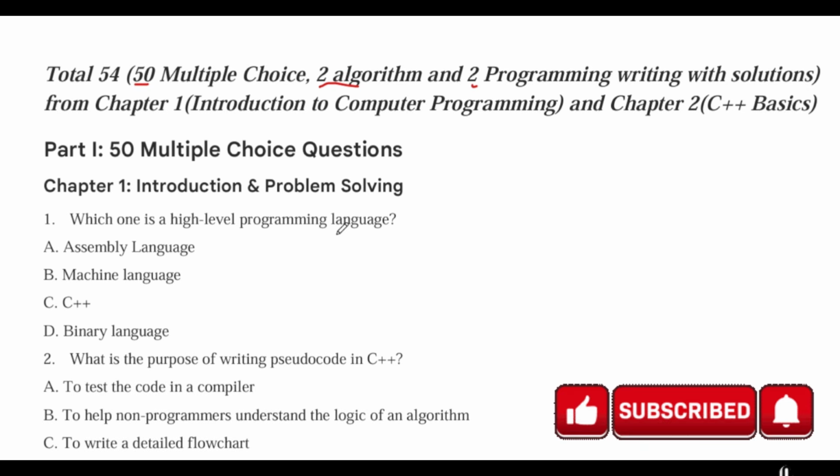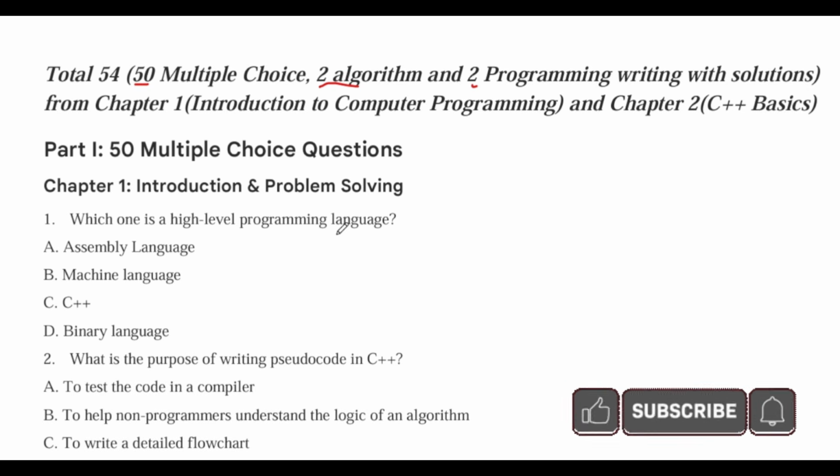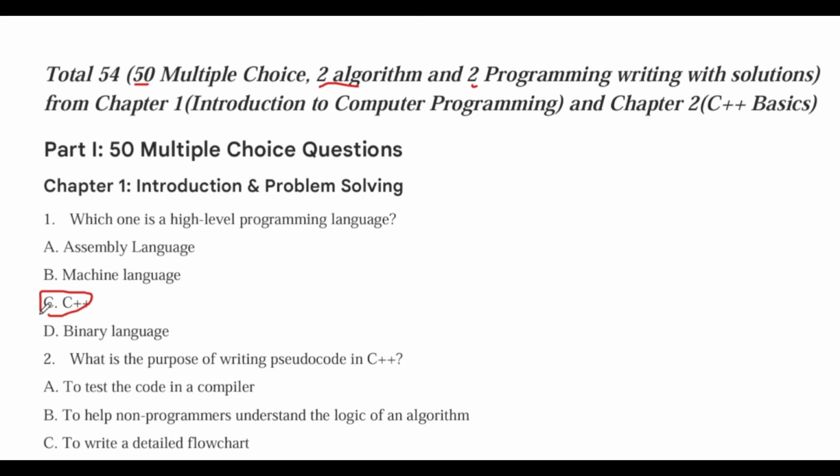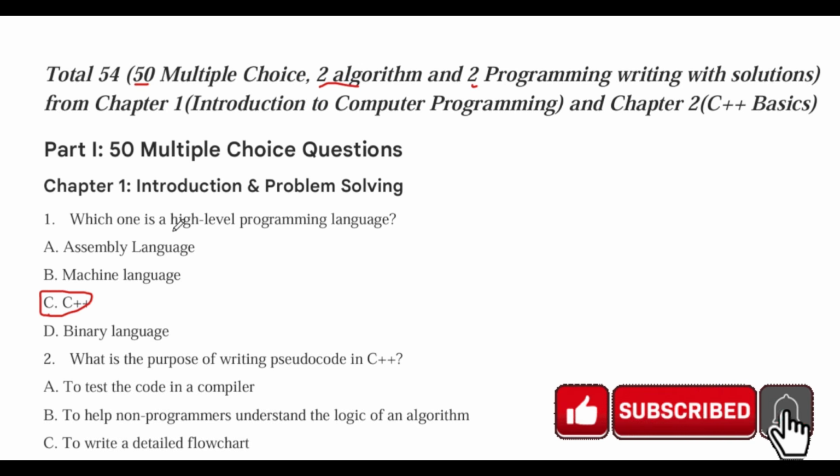Example of machine language, 0 and 1, that's a low level. Example of high-level languages: Java, C++, C#. These are all what? High level. So the answer is this one. High level. Java, C++, C#. All these are what? High level.